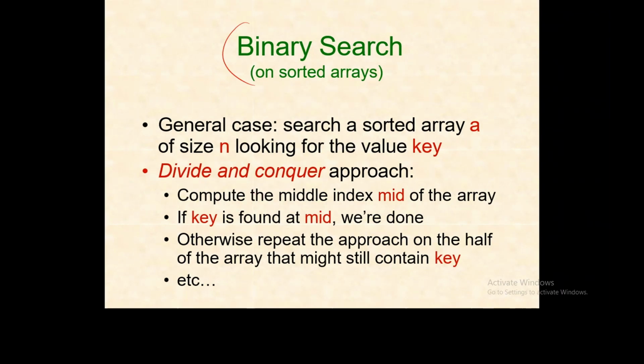Now the logic in this binary search is this: the array must be in sorted order. So in that case, we need to compute the middle index, or the mid of the array. And why are we finding the mid location? Suppose the list is in sorted order.